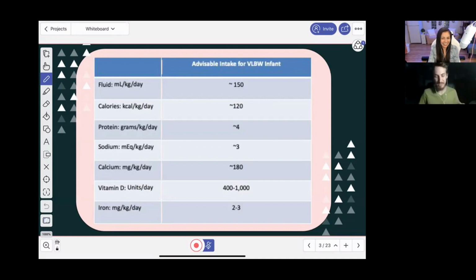So with that, let's move on and take a look at this advisable intake chart. Again, this is our normative data. This is our advisable intake for a very low birth weight infant. We have to keep this in mind throughout this entire video and throughout the entire assignment. We always want to refer back to our normative data as a guideline to make sure that our premature baby is meeting their energy, protein, and fluid goals.